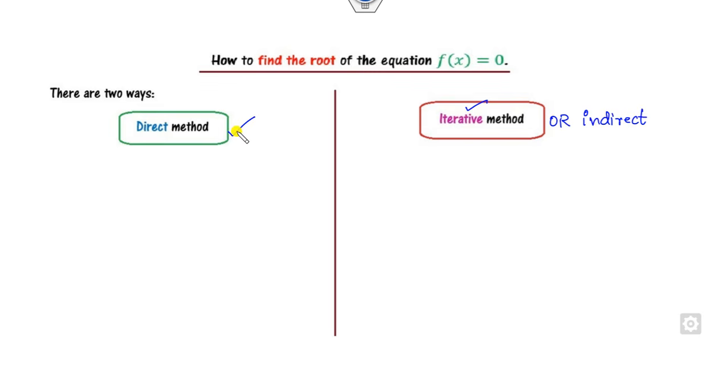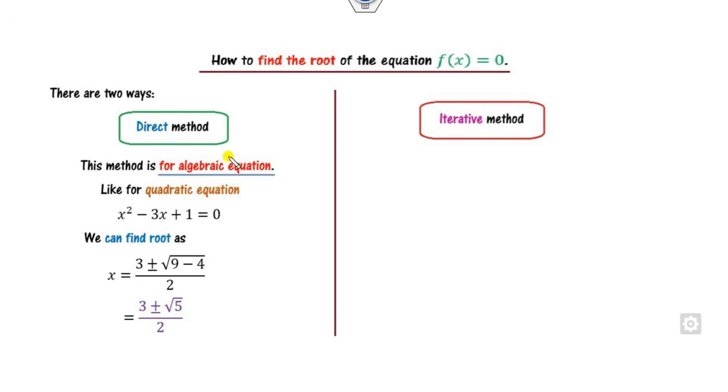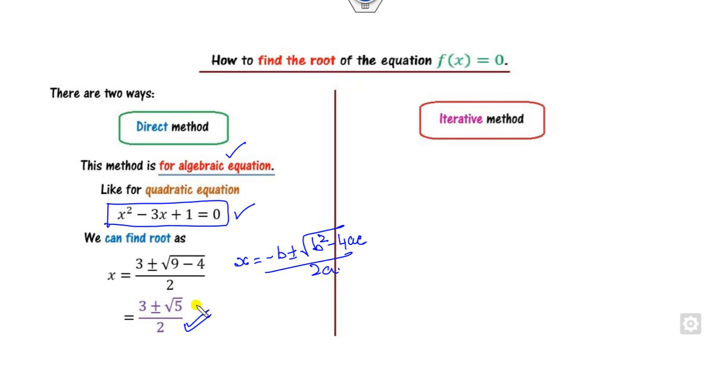So once you have the direct method, like you all know, it is mostly applicable for algebraic equations. Like if you have this quadratic equation, how can you find the root of this equation? We can apply the discriminant rule, that is -b ± √(b² - 4ac) over 2a. Then you can find the roots as here. So there are two roots.